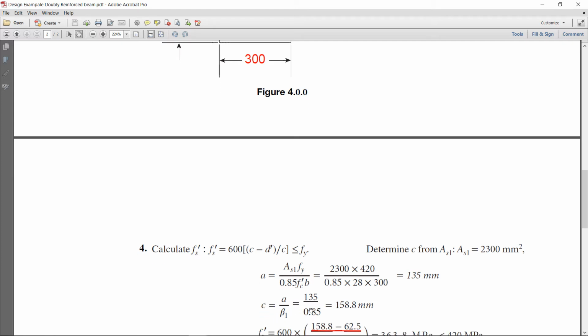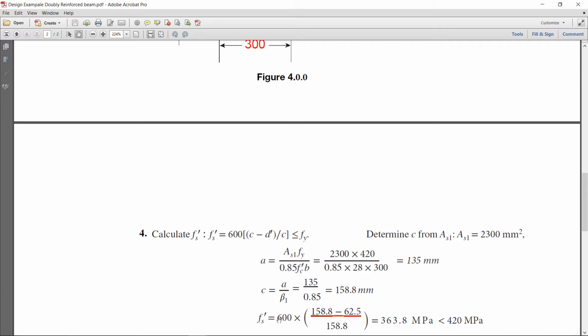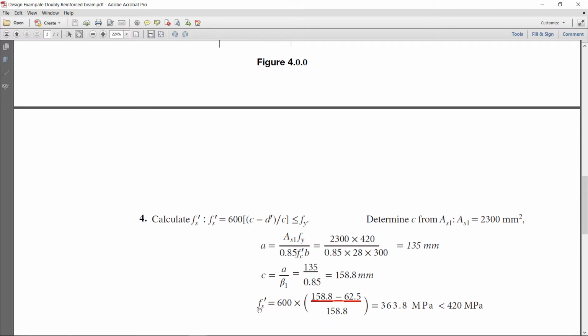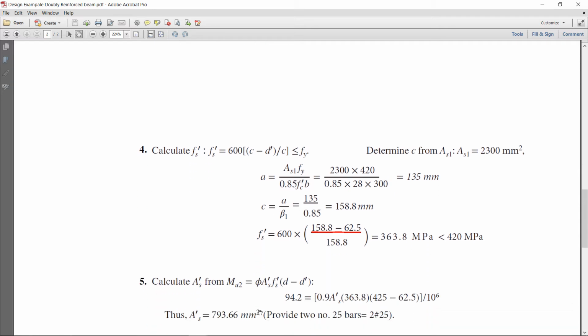We can get the value of C, the neutral axis depth, as A over beta 1: 135 over 0.85. We got the answer 158.8 millimeter. Now to calculate the stress in steel: 600 into 158.8 minus 62.5, that is C minus D dash, over 158.8. So we got the stress in the compression steel equal to 363.8 megapascal, which is less than 420 megapascal. Now we will use the revised value of Fs dash for the area of steel 2.